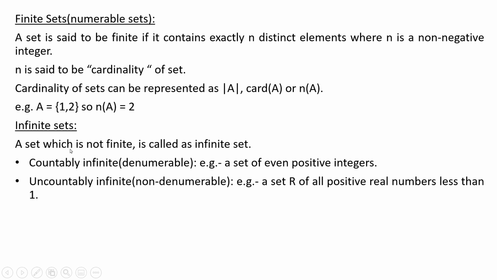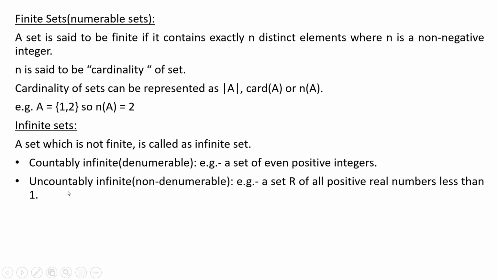A set is infinite if it is not finite. So we have two kinds of infinite sets, countably infinite and uncountably infinite. Countably infinite sets are also called denumerable sets. For example, the set of even positive integers is infinite but countable. So the set is countably infinite.